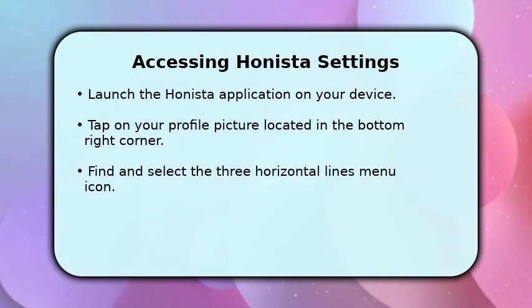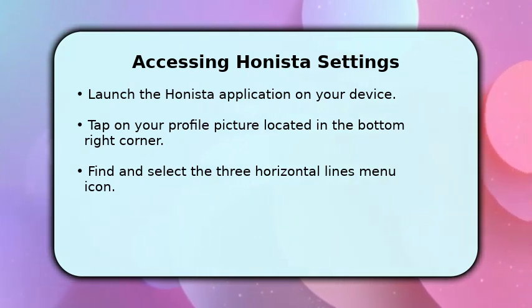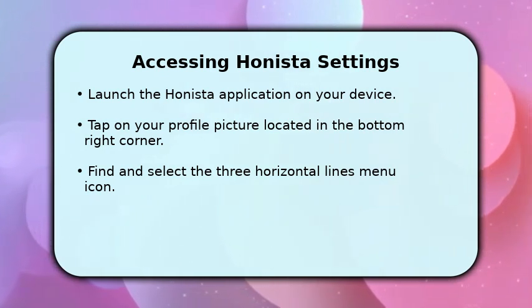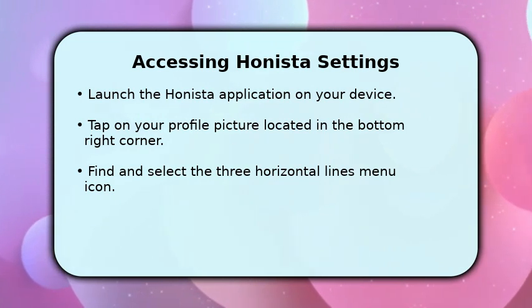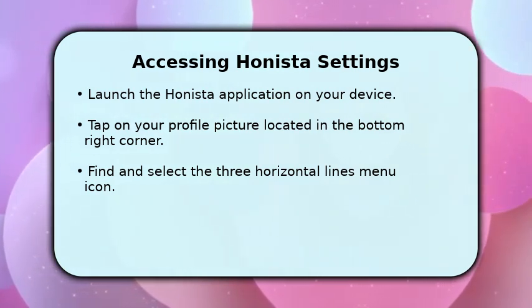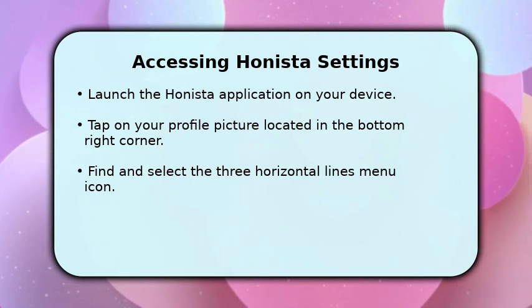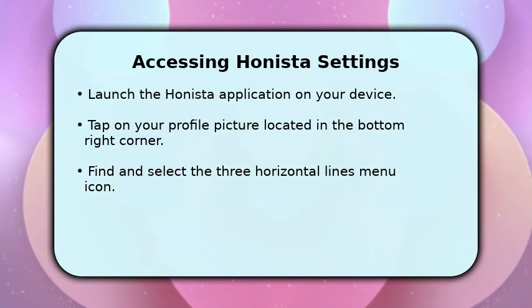To begin, open the Honista application on your mobile device. Once the app is loaded, look towards the bottom right of your screen. You'll see your profile picture there. Tap on it to access your profile. From your profile page, locate the three horizontal lines icon, usually found in the top right corner, and tap it to open the main menu.